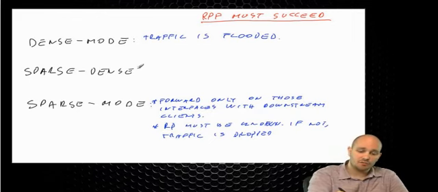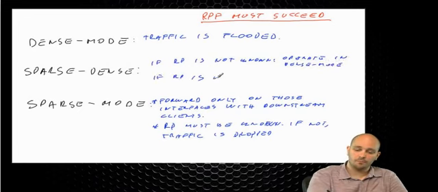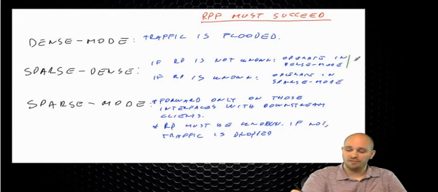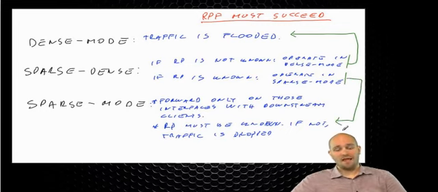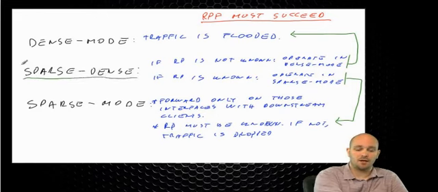Now, sparse-dense sort of sits in between those. If the RP is not known, operate in dense mode. If the RP is known, operate in sparse mode. So basically, if we don't know the RP, the behavior of sparse-dense mode will be this. And if we do know about the RP, the operation of sparse-dense mode will be this. So one of the prerequisites for running AutoRP is to actually run in sparse-dense mode.